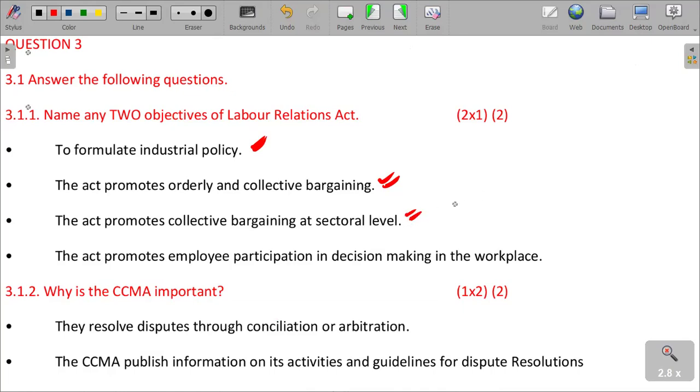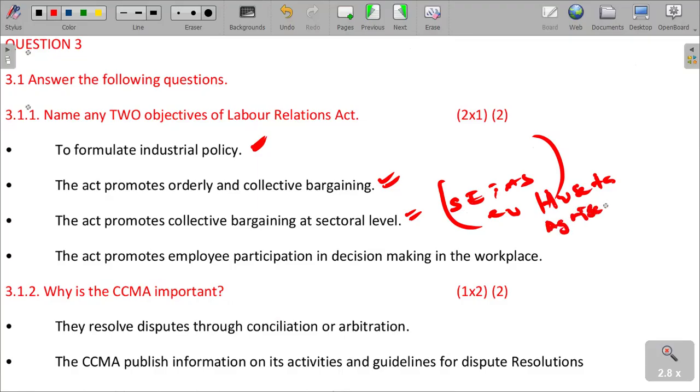We are talking about the sectors. We talk about various sectors that we have, for example, we have the health sector, we have also the agricultural sector, we talk about the banking sector, and so forth. There are quite a lot of examples. So the Act promotes employee participation in decision making in the workplace.